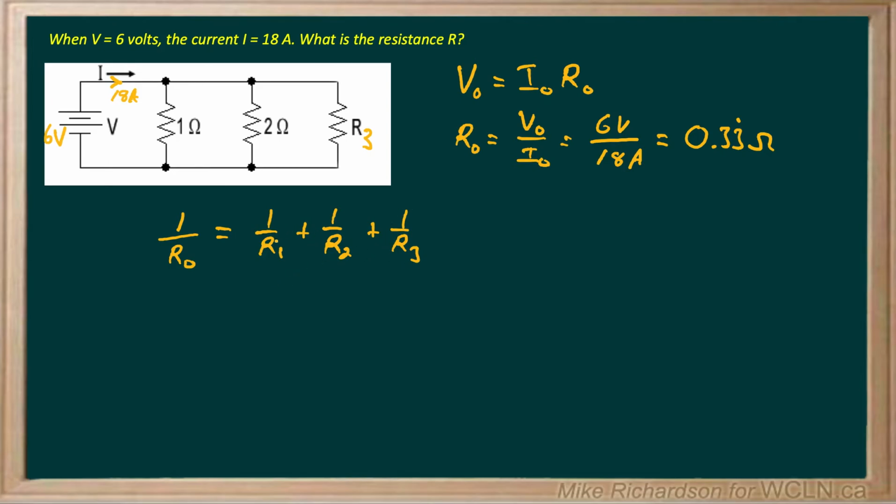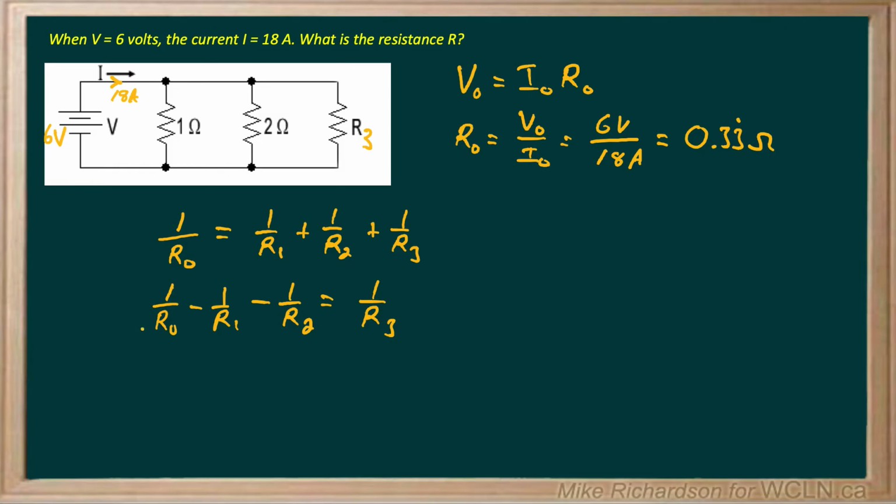So all I'm going to do is subtract off 1 over R1 from both sides and 1 over R2 from both sides. So I'm going to end up getting 1 over R0 minus 1 over R1 minus 1 over R2 is equal to 1 over the value we're looking for, 1 over R3. So again, let's use our calculators to our advantage. We know the total resistance, it's 0.33 ohms.